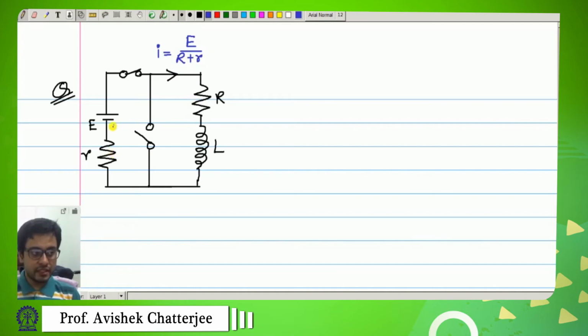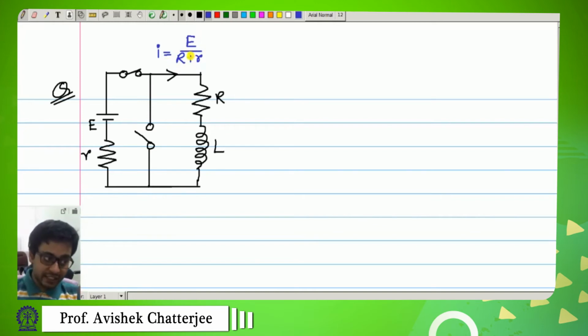Okay, and this circuit is in steady state in the sense that the switch is closed for a sufficiently long time, and the current has therefore reached a constant value. And you know that when we apply a DC voltage across an ideal inductor, the pure inductor acts like a short circuit. So this is the steady state current.